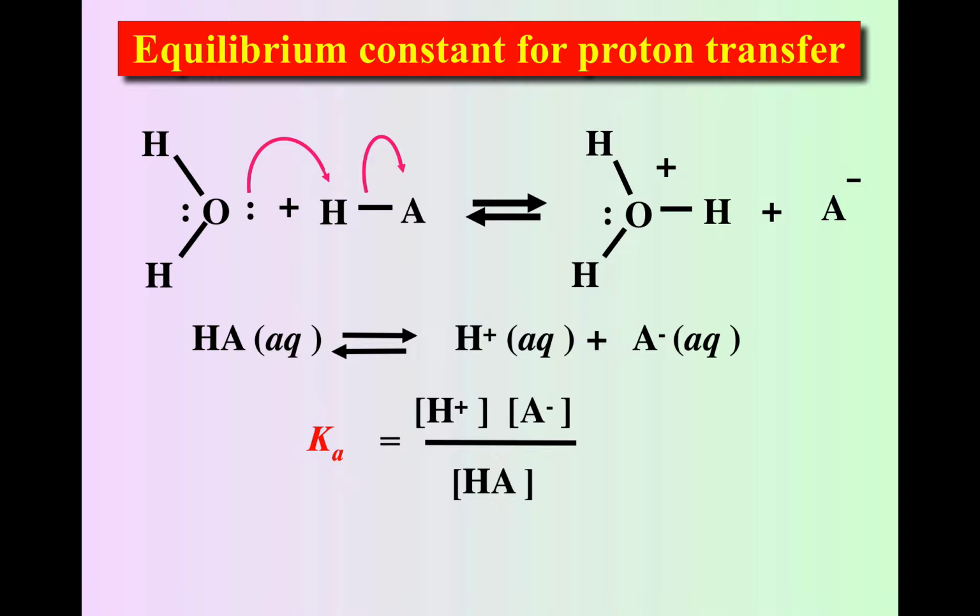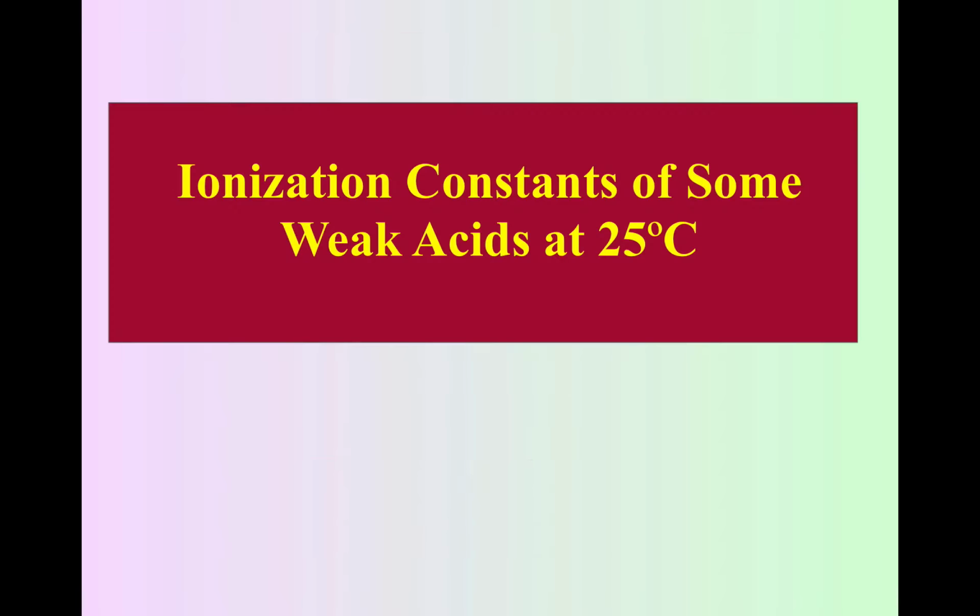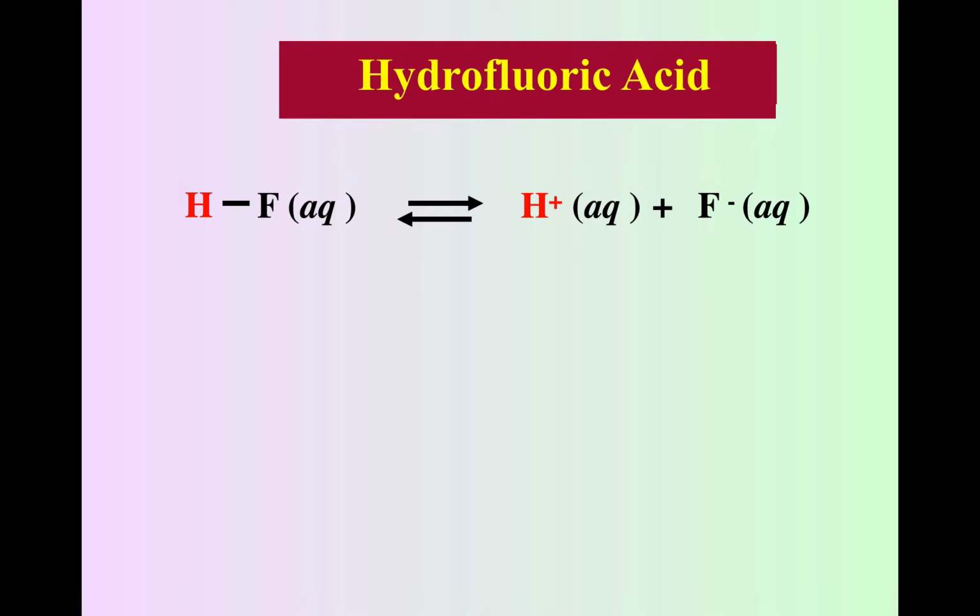So the natural definition that we use when we talk about Kas is the Arrhenius definition: HA breaking apart to form H plus ion and some sort of conjugate base. Acid ionization constant. All right, ionization constants of some weak acids at 25 degrees Celsius. So all equilibrium constants are temperature dependent.